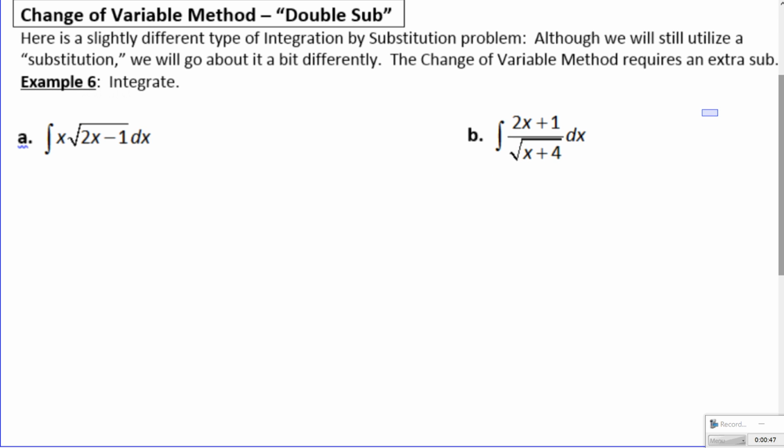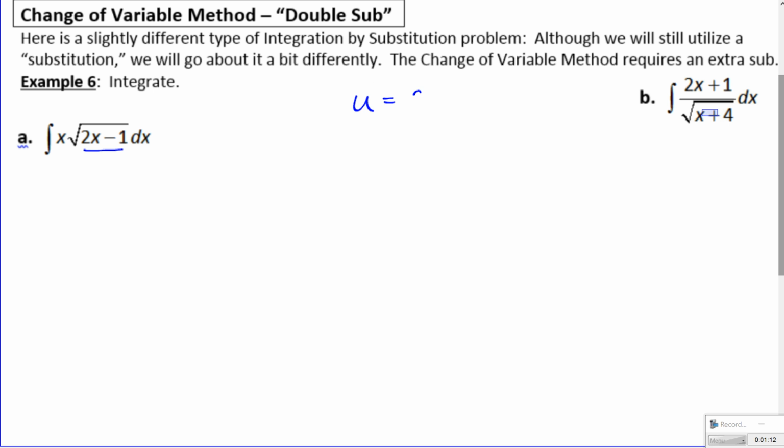The change of variable method, I like to refer to it as a double substitution method, and you'll hear me call it a double sub just because we will end up substituting twice. So I bet you can see we're going to start out with what we typically do, and that is a U substitution. So let's let U equal 2x minus 1. Du then will equal 2 dx.